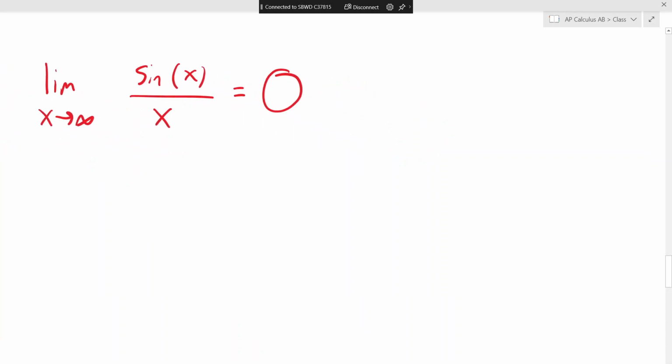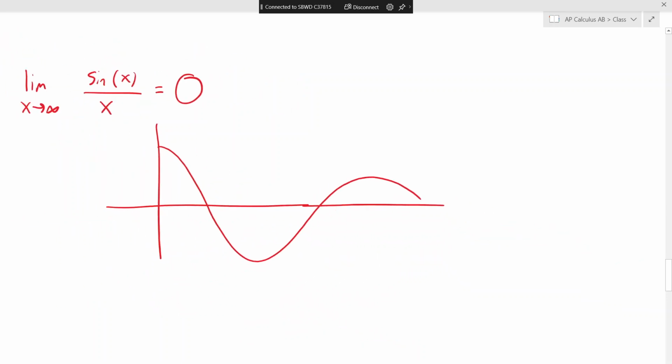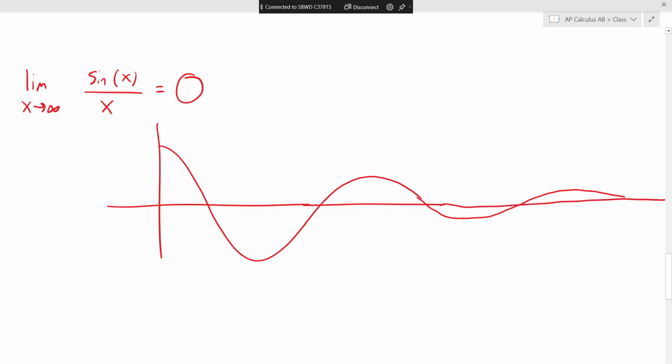Okay? You don't have to think crazy for these. Look, this is what this graph looks like. It bounces because it's sine, but it bounces less and less and less because you're dividing it by x. Okay? Yeah. I like that.